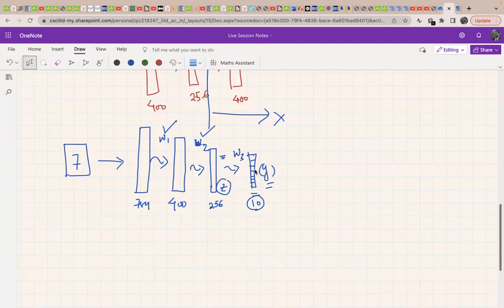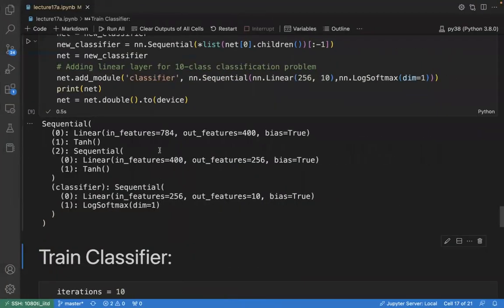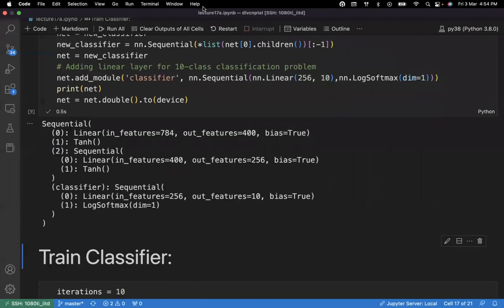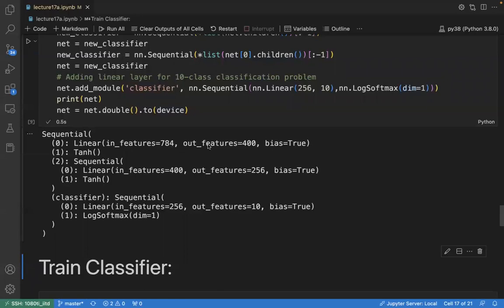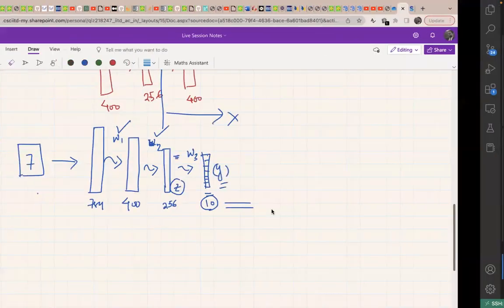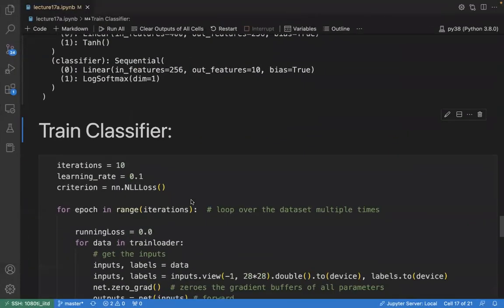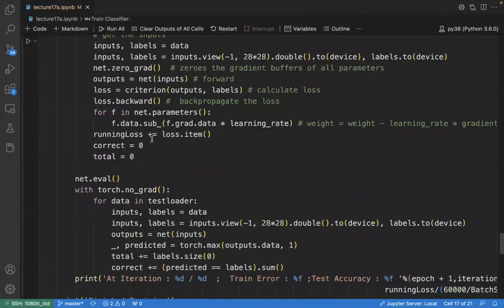So this will be the case, and here the 7 is getting passed to 10, and we'll use this Y for our loss. So this is the classification architecture. If you see here, the input layer is 784, then it is getting passed to 400, then this 400 is getting passed to 256, and this 256 is getting passed to 10. I wrote 256, right? Yes.